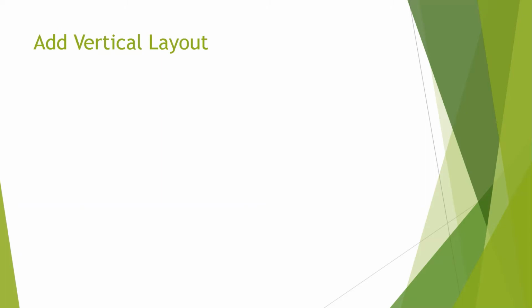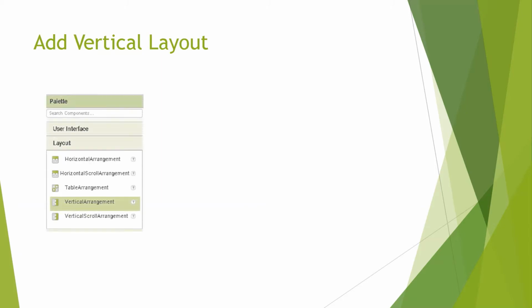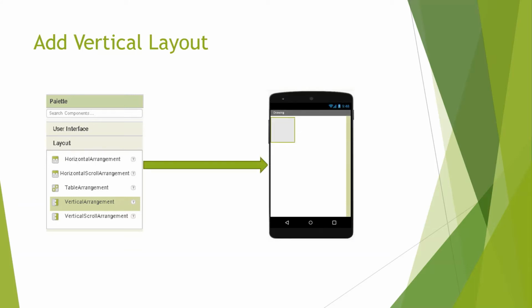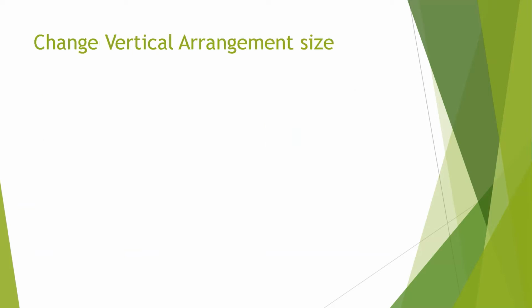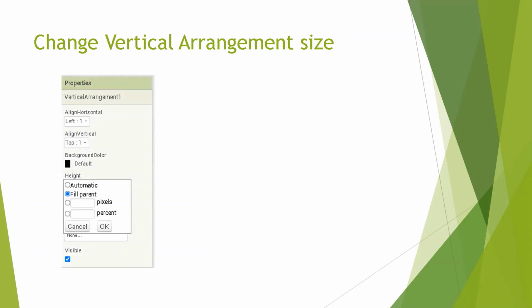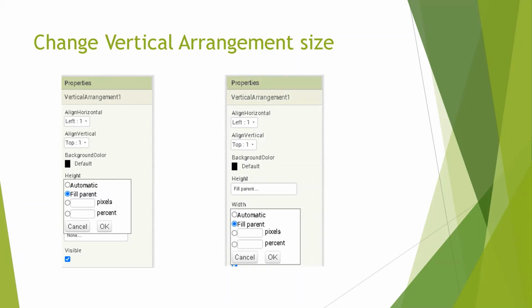Let's add a vertical arrangement, to add our components on it. From left side palette, under Layout tab. Select Vertical Arrangement, and drag it to the screen. Now, we will change the vertical arrangement size. Select Vertical Layout. Then from the right side Properties. To change the height, select Height, then select Fill Parent, then press OK. To change the width, select Width, then select Fill Parent, then press OK.